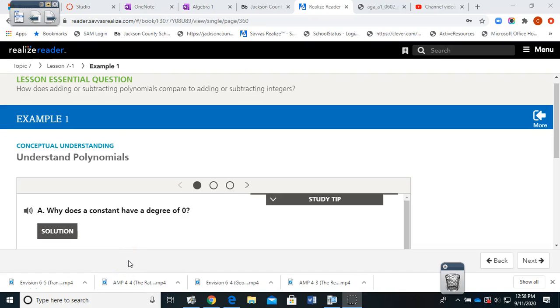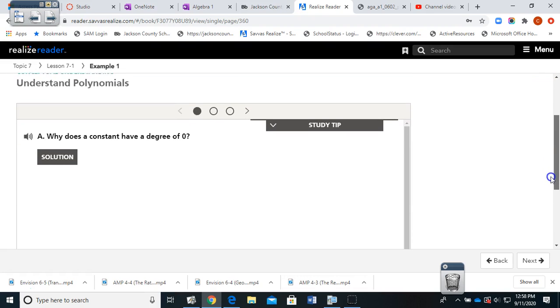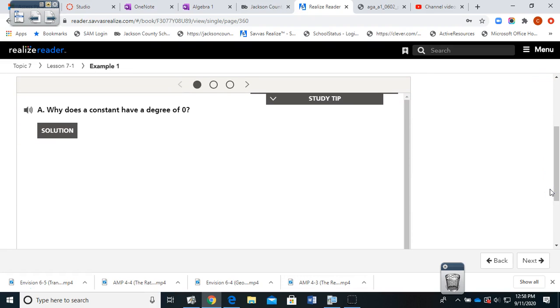Today we're doing lesson 7-1. Hopefully if you've been in any kind of algebra class, you remember this stuff. It says, understand polynomials. So, we're going to understand a polynomial. Say that word. So, a polynomial. It says, why does a constant have a degree of 0?